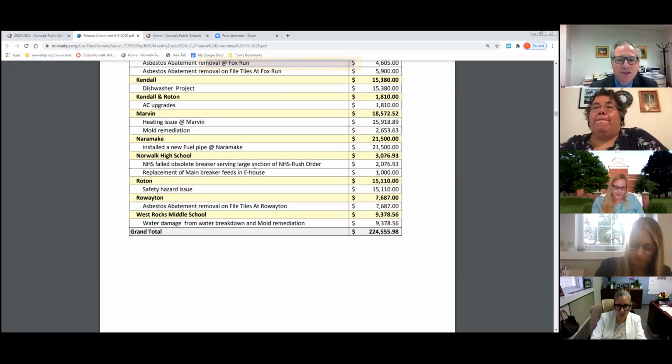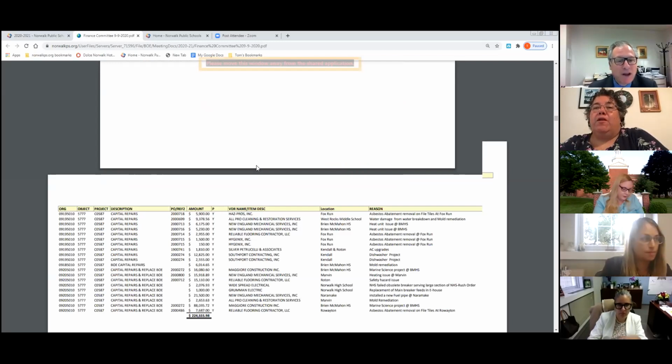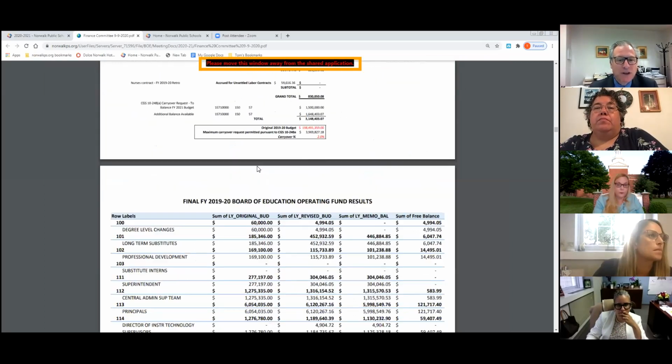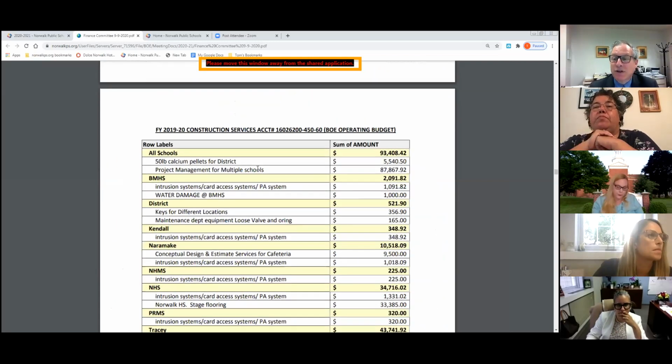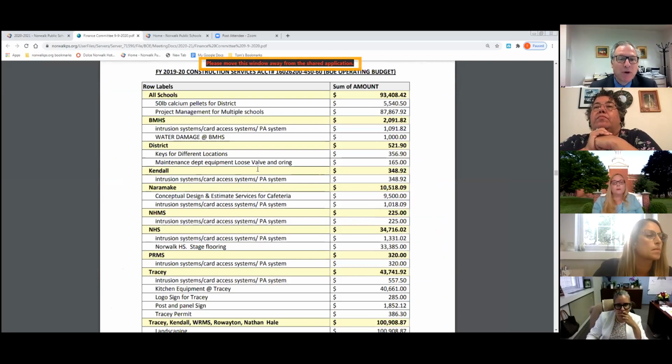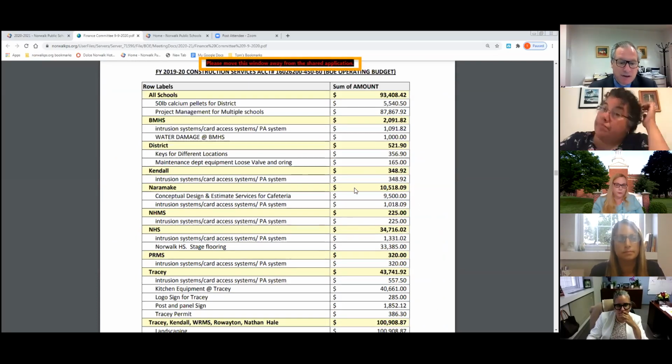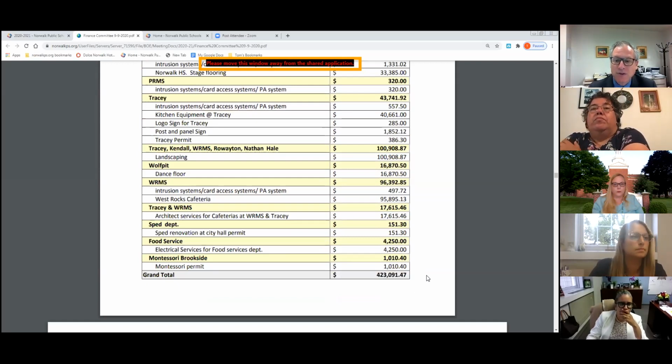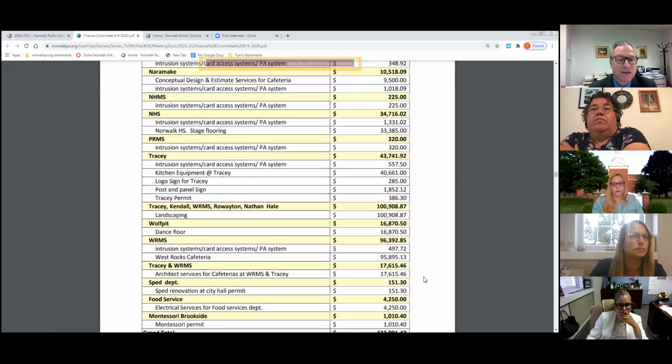So this is the detail on the numbers we just looked at. I've got to scroll through the schedules we just looked at. In addition to the capital account, we also have money in the board operating budget that is in a 450 account, which is a capital repair account. This is used for district-wide expenses, a variety of items. The total spent last year was $423,000, and this is the breakout by project and location.